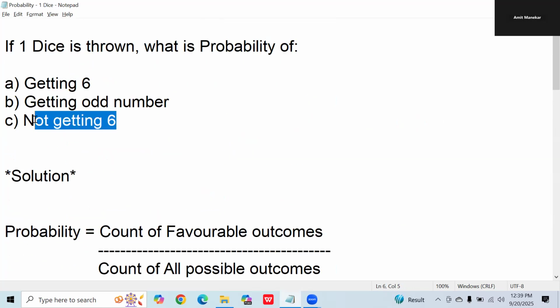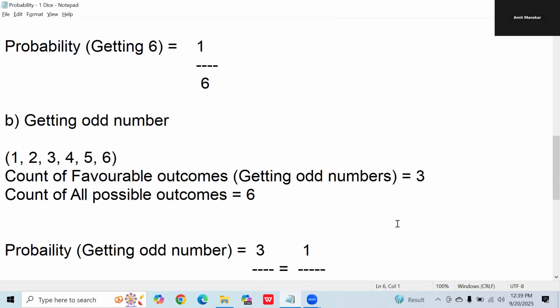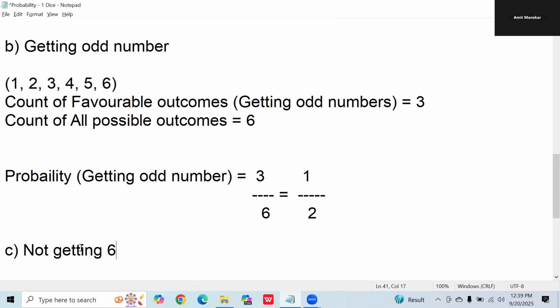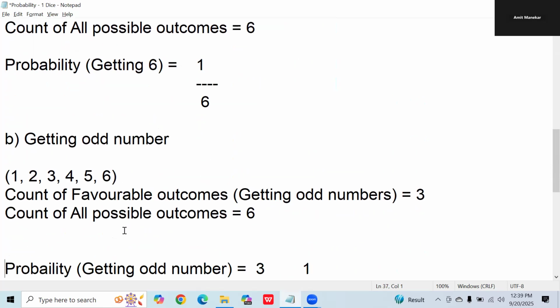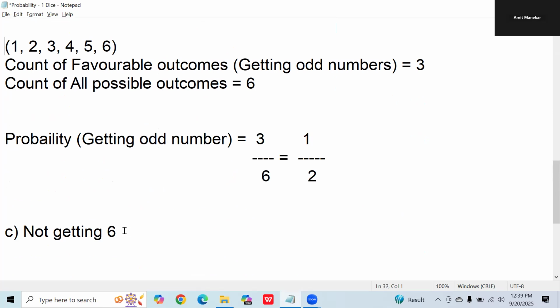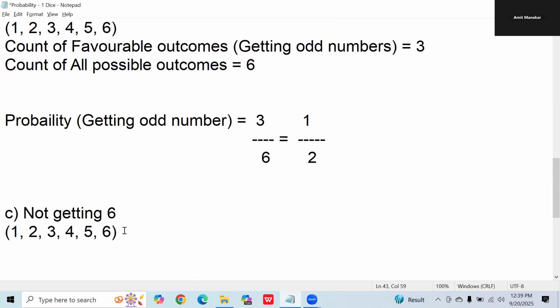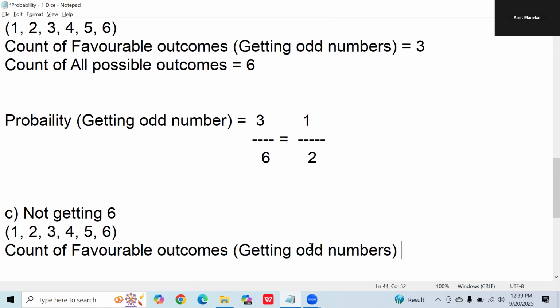Let's solve the third part. Not getting 6. If you look at the first part of the problem, it's getting 6. Now here we are looking for not getting 6. So first of all, let's note down all possible outcomes, and from that, let's see what is favorable for us. So the count of favorable outcomes for not getting 6.